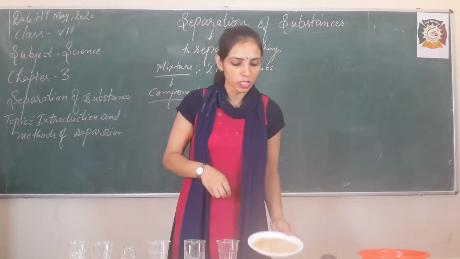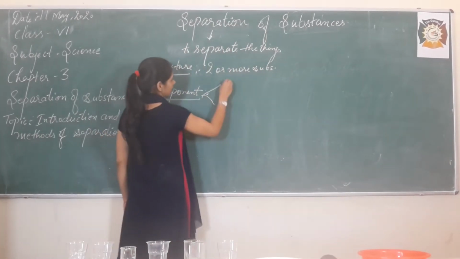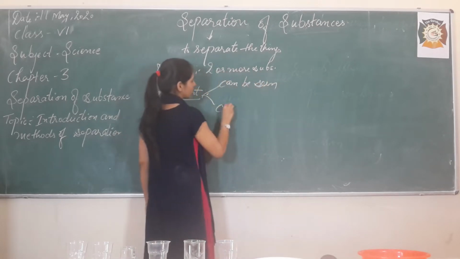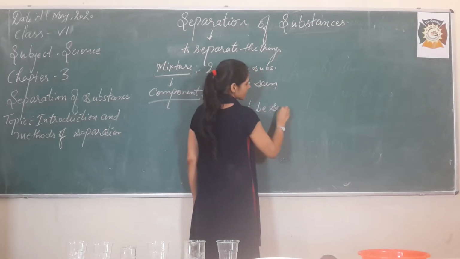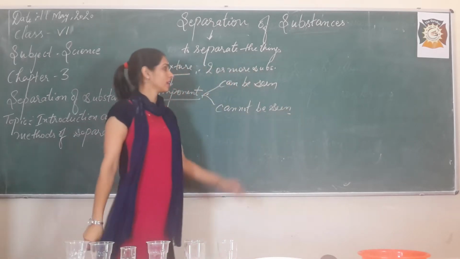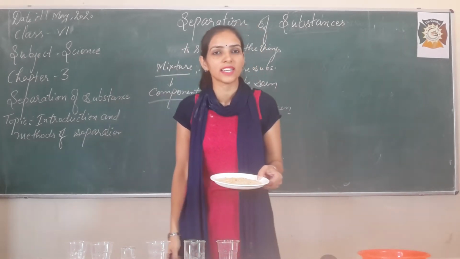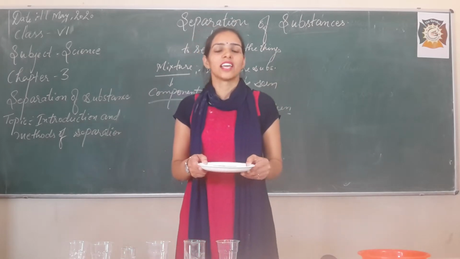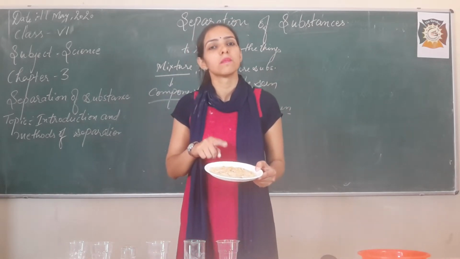There are 2 categories of components. Some components can be seen clearly while others cannot be seen. Again, in the mixture I have shown you, can you see the 2 components clearly? Yes, ma'am, you must be saying, right? Because you can see both the components, rice as well as pulse.